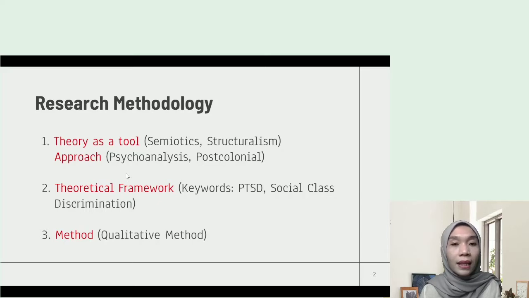The first one is theory as a tool. You will see semiotics as a way to understand the meaning of the words or the diction. Then structuralism. Theory as a tool is the way you use this tool to break down the text, in order for you later on to find the conflict and deliver the conflict in the story.